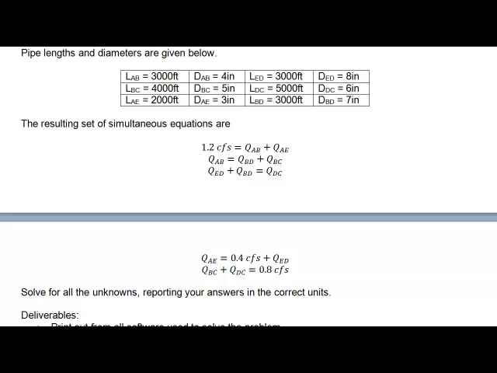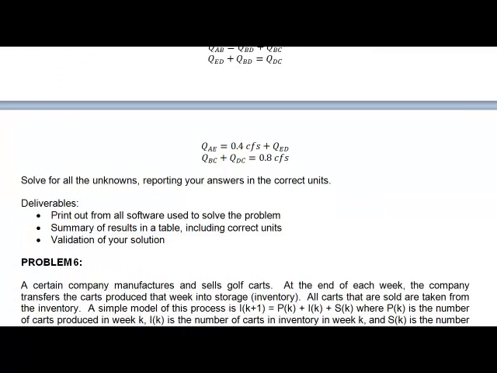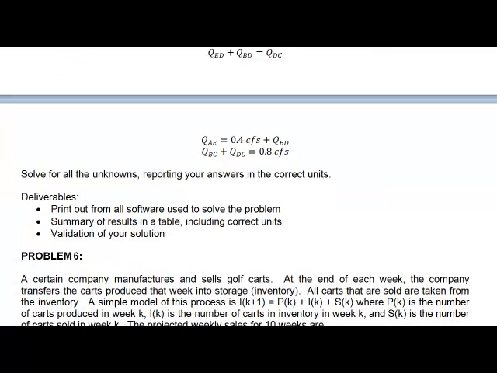And you guys are also provided with the set of equations, so you don't have to worry about trying to set up a system of equations. Much like that statics problem, that set of equations is given to you. For this, solve for all unknowns. Make sure you use the correct units. I want to see those results summarized in a table. Okay, not just spread out on a worksheet. And validate your solution.